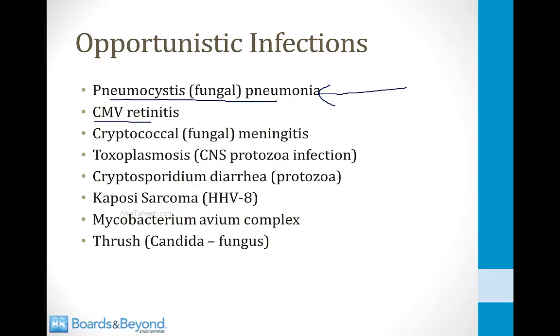HIV patients can get a CMV retinitis. They can get meningitis from cryptococcus. They can get a central nervous system infection by the protozoa toxoplasma. They can also get a severe diarrheal illness caused by the protozoa cryptosporidium. There are characteristic skin lesions called Kaposi sarcomas that are caused by the virus HHV8. This was another way that AIDS presented in the 1980s. Young healthy men began developing this lesion.